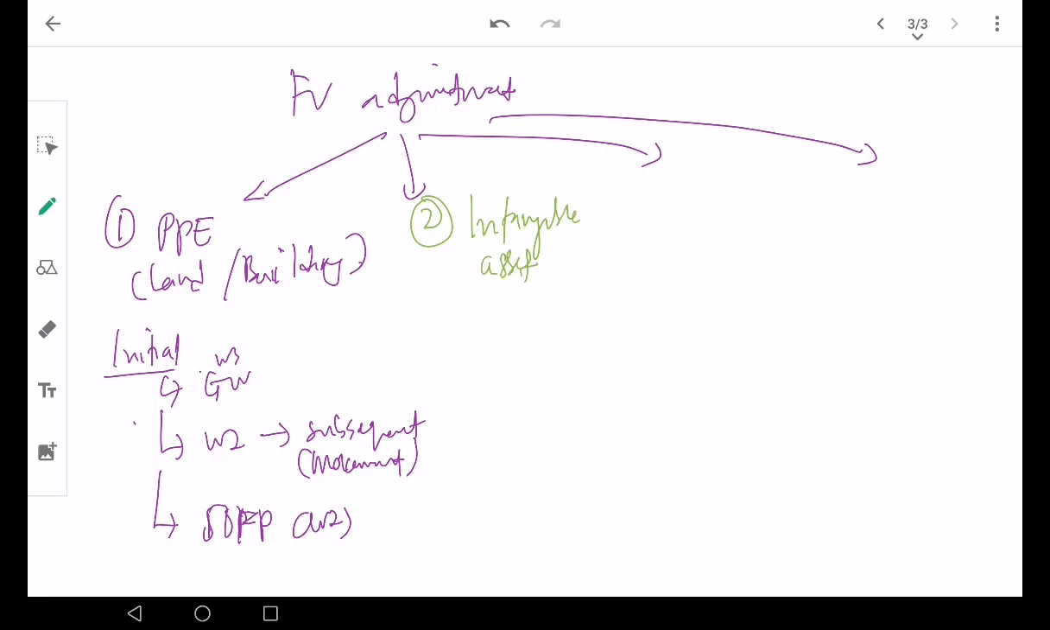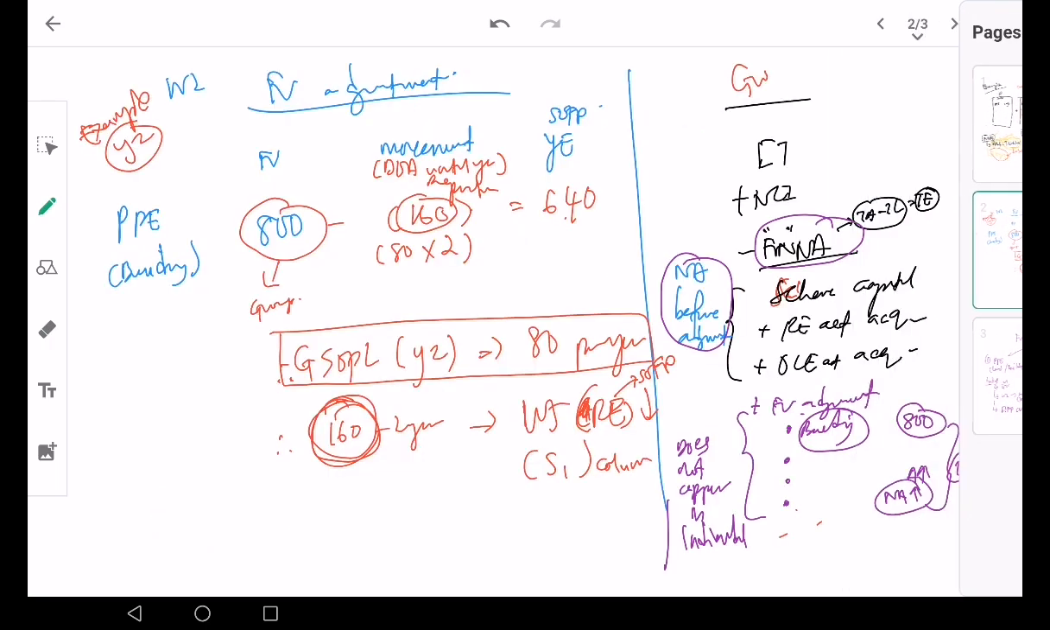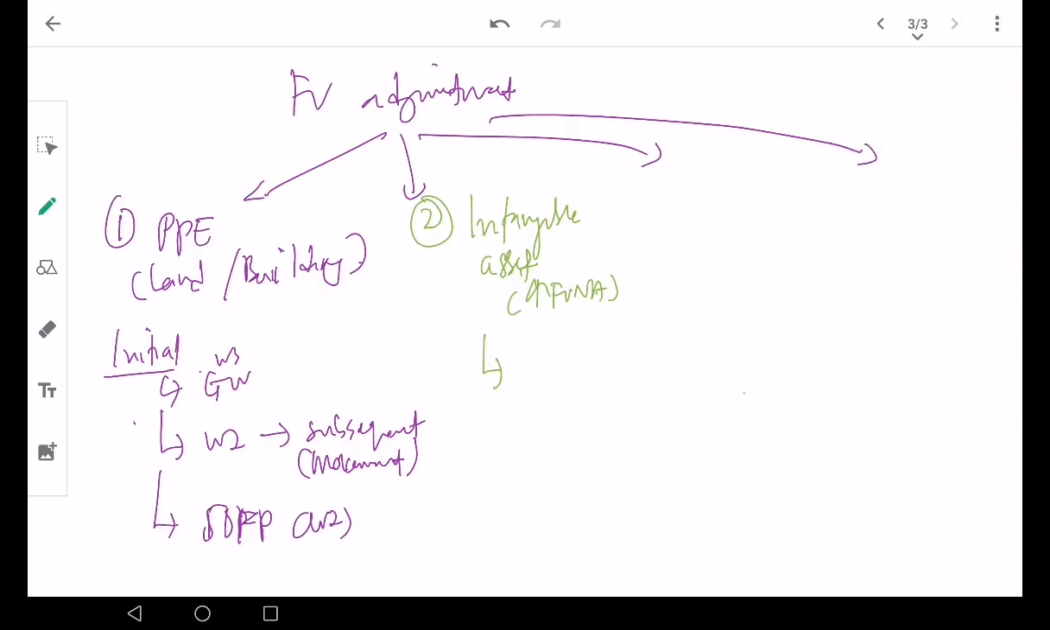Why does an intangible asset also increase your fair value of net assets? As I mentioned just now, they do not appear in the individual statement, so they are not included in the net asset yet. So you have to include it, and the net asset will increase. Why? Good, because I will give an example.